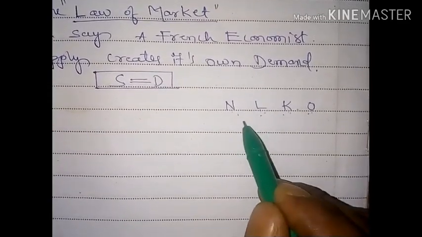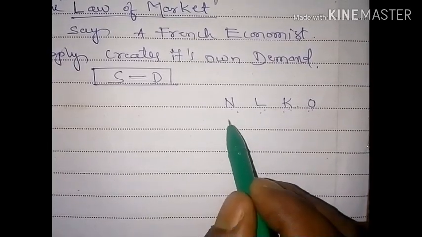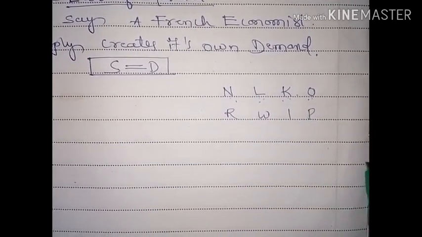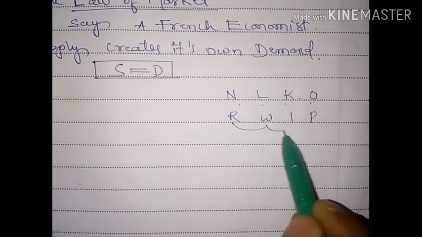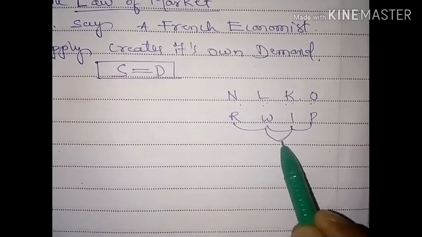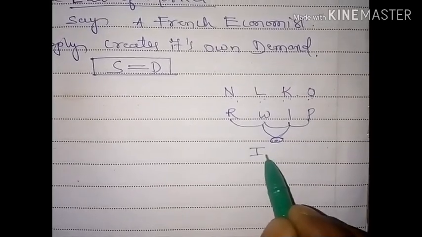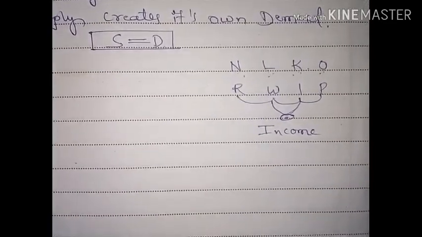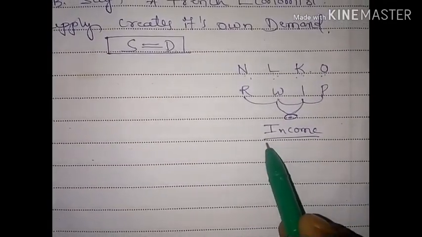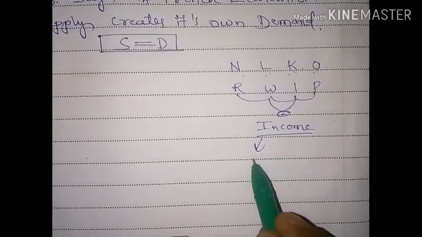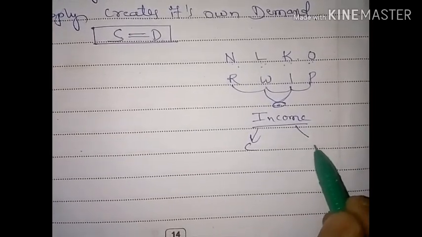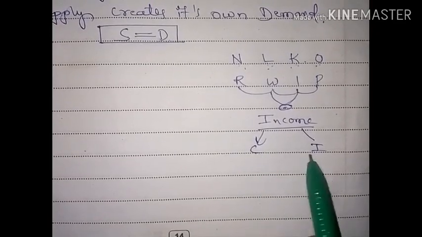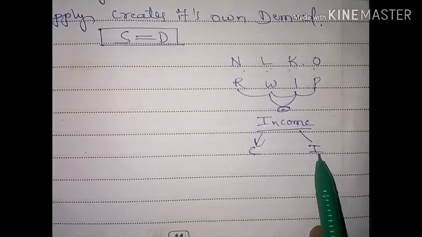Then for their services they get rewards. They are rent, wages, interest and profit. This is the income received by the owners of the factors of production. Generally, this income is spent either on consumer goods or on capital goods, which is called investment.